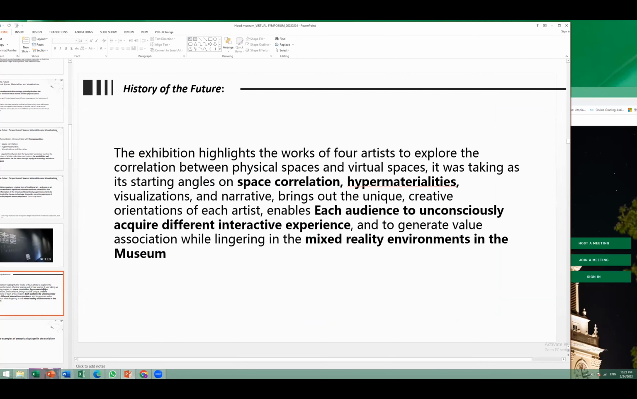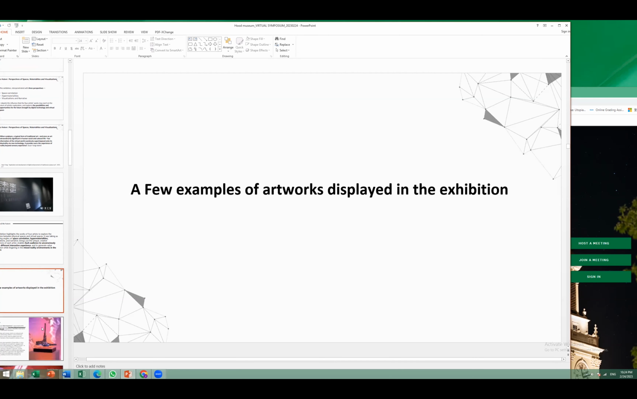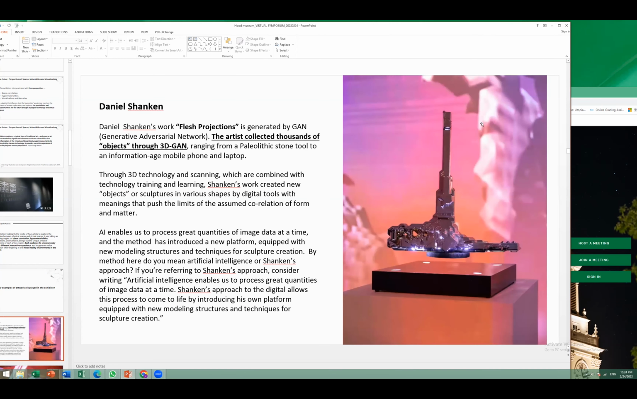And then also for this exhibition, I would like to let each audience member acquire some interactive experience, like the mixed reality environments in the museum with the virtual space as well. So the first one that I would like to talk about is the work called Flash Projections, which includes two so-called sculptures, and a video as well.